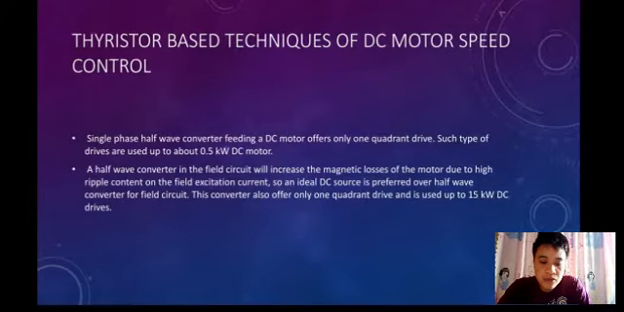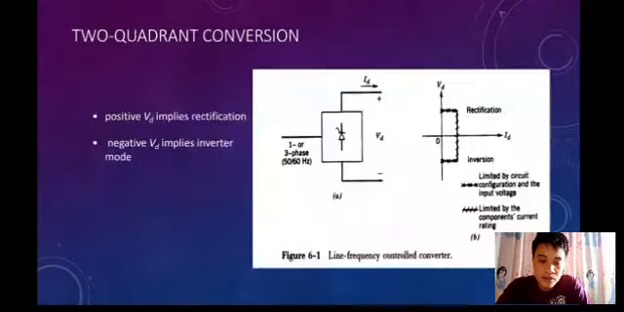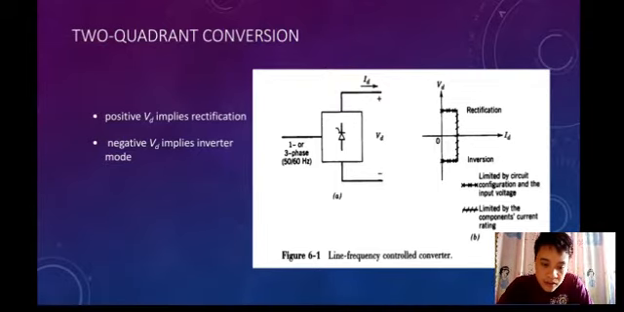A half-wave converter in the field circuit will increase the magnetic losses of the motor due to high ripple content in the field excitation current. So, an ideal DC source is preferred over a half-wave converter for the field circuit. These converters also offer only one quadrant drive and are used up to 15 kilowatt DC drives. These are the 2-quadrant converters. The positive VD implies rectification, and the negative VD implies inverter mode.